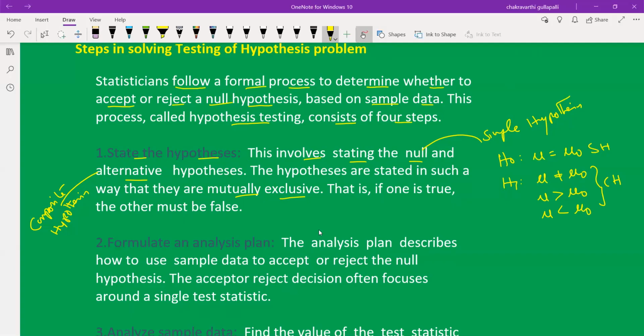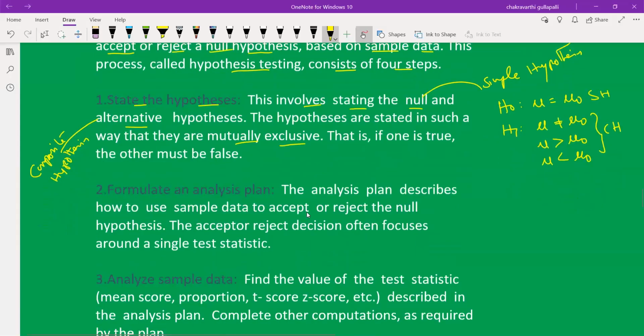First of all, you have to set up the null hypothesis and alternative hypothesis. Read the problem carefully. This is very, very important. Based on your subject knowledge, and using the statistical hypothesis techniques and theory of estimation techniques, you have to prepare the null and alternative hypothesis.